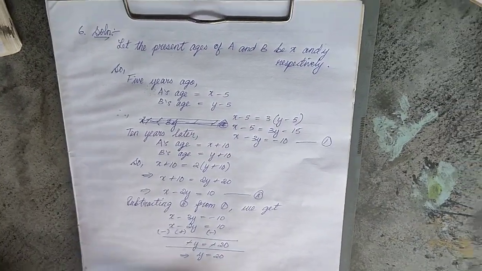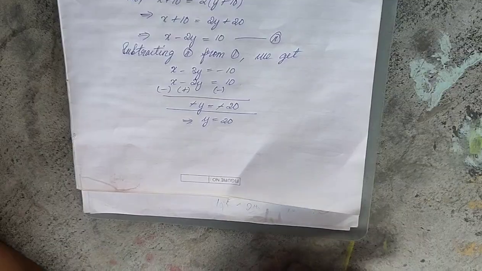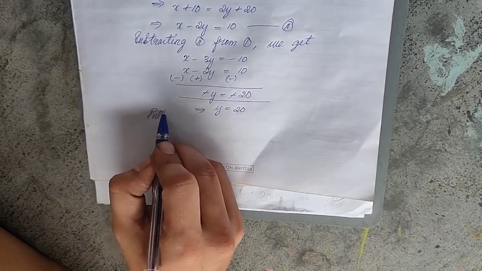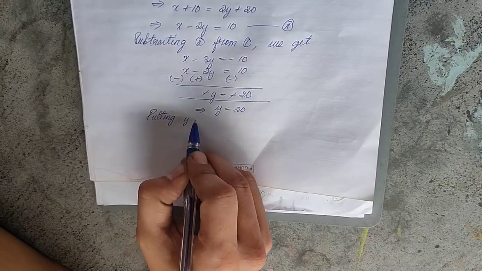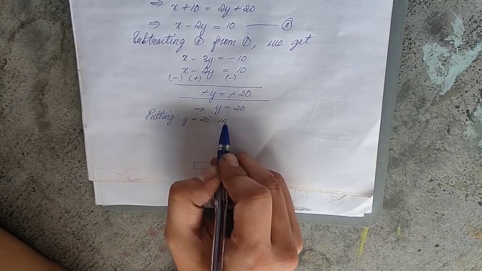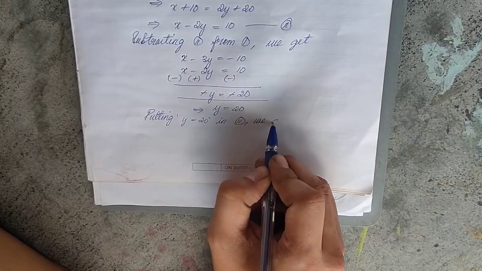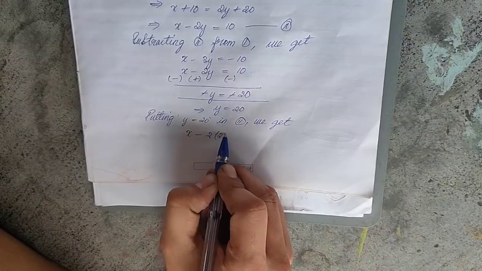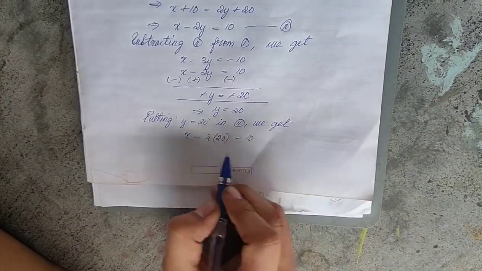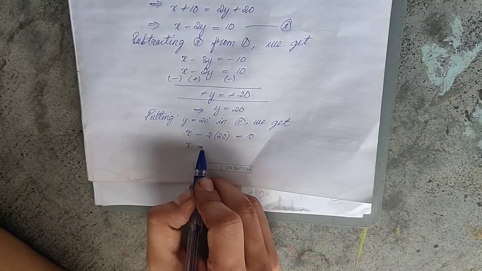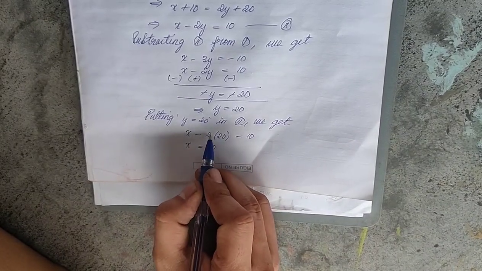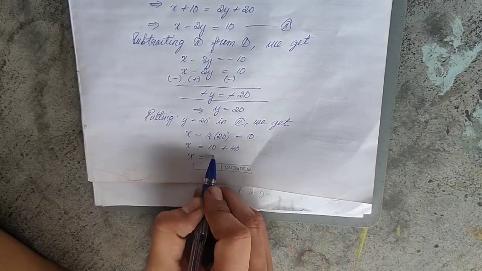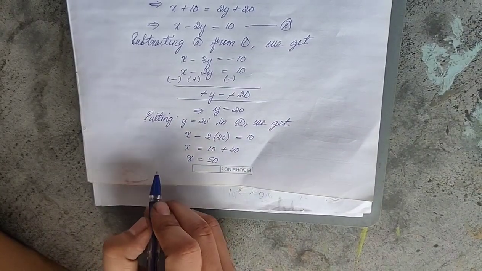B's age is 20 years. Putting y equal to 20 in equation 2, we get x minus 2 times 20 equals 10. So x is equal to 10 plus 40, x is equal to 50.